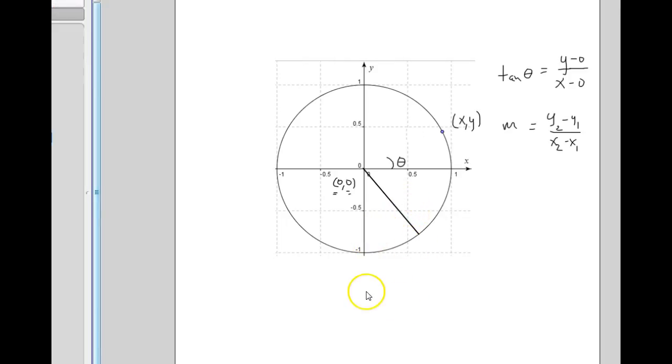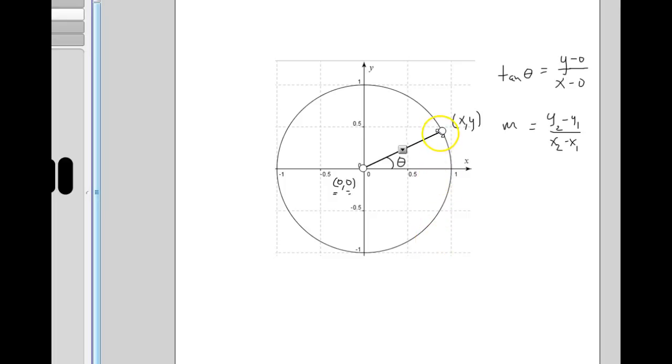Okay, so just a little recap. Those are the three main ones. X is the cosine of the angle. Y is the sine of that angle. And the tangent of the angle is the slope of that line segment that connects the origin to the point on the circle.